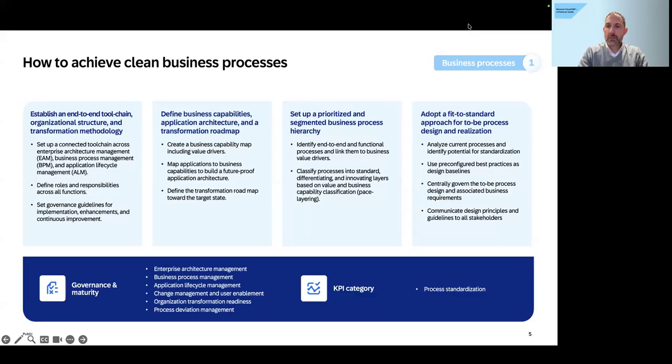In that sense, also, if you see the 4 bullet points, we're saying analyzing the current processes and identifying potential for standardization is something that you would like to do on an ongoing basis, yeah? Because also the customers you're working with are often customers that have invested a lot into development activities, and then it's hard to let go of these development activities and go into a clean journey.